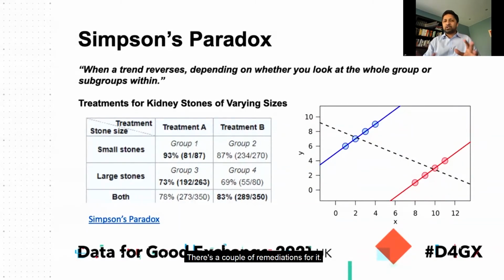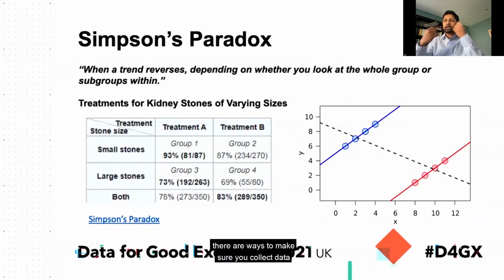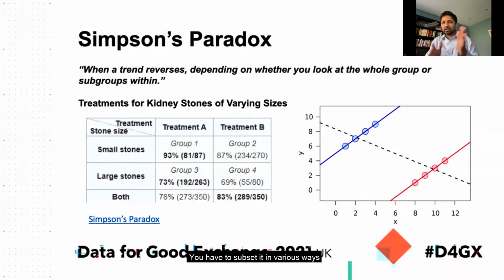There's a couple of remediations for it. If you're the designer of the experiment, there are ways to make sure you collect data in such a way that you avoid this kind of issue. But in many cases, because you don't have full control over the experiment, you just have to be careful about how you interpret data that's given to you. You have to subset it in various ways and think about whether the same phenomenon holds, for example.